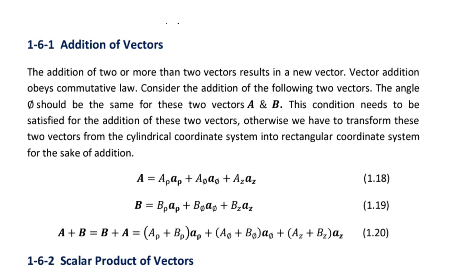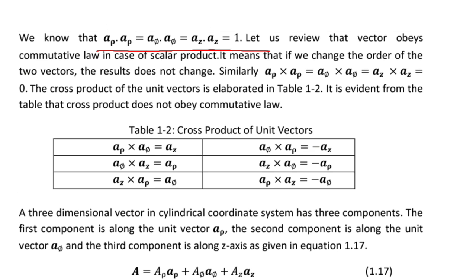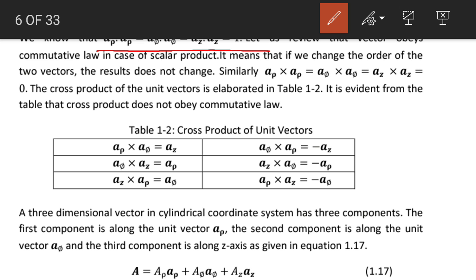You know that a rho dot a rho will be equal to 1, a phi dot a phi will be equal to 1, and az dot az will be equal to 1. A rho dot a phi will be 0, a rho dot az will be equal to 0, and a phi dot az will be equal to 0. Similarly, a rho cross a rho results in 0, a phi cross a phi results in 0, and az cross az results in 0.